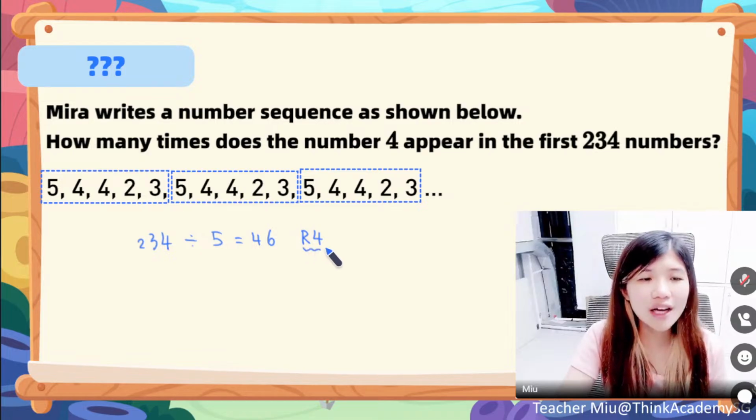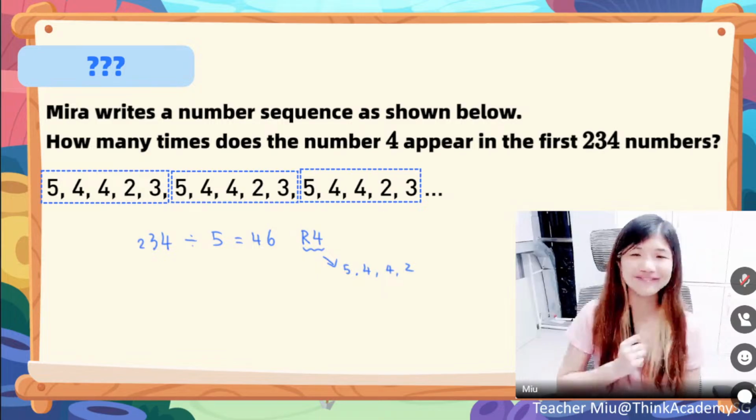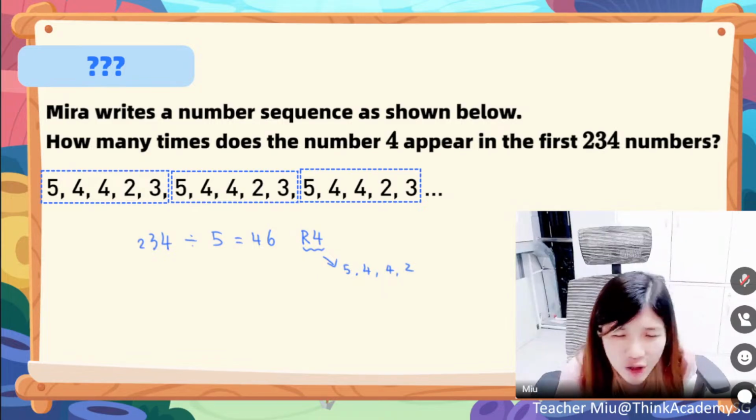Guys, who are those remainder 4? That is 5, 4, and 4, and 2, right? Okay, is that the end? So the answer is 46. 46 times.